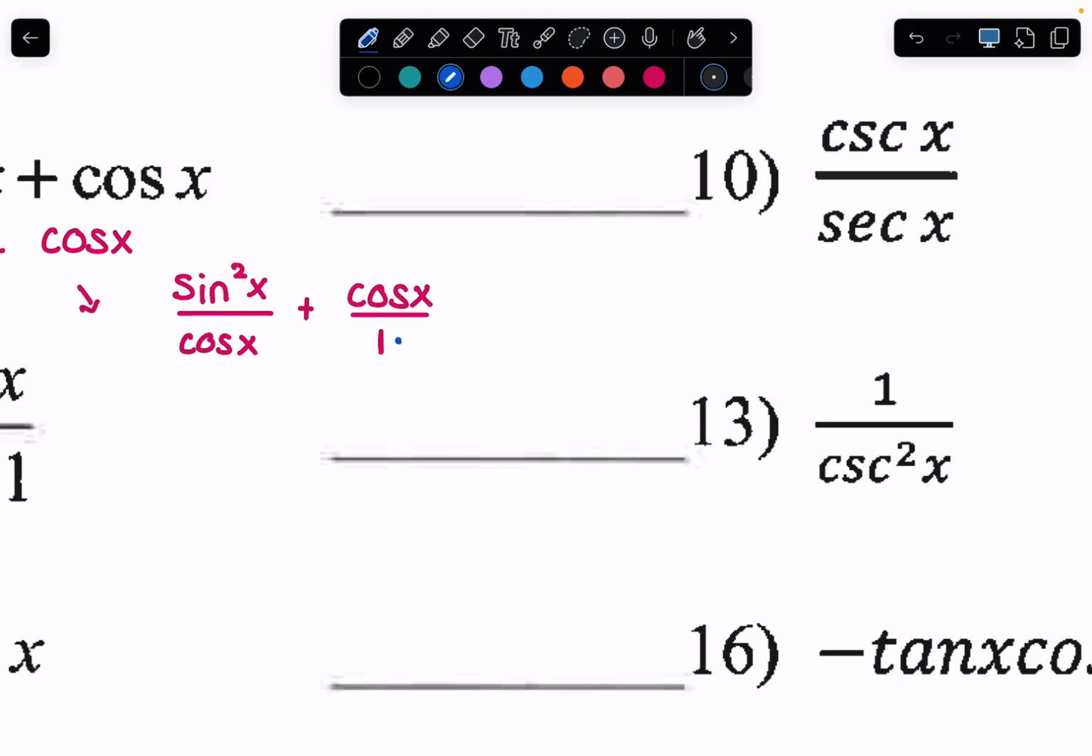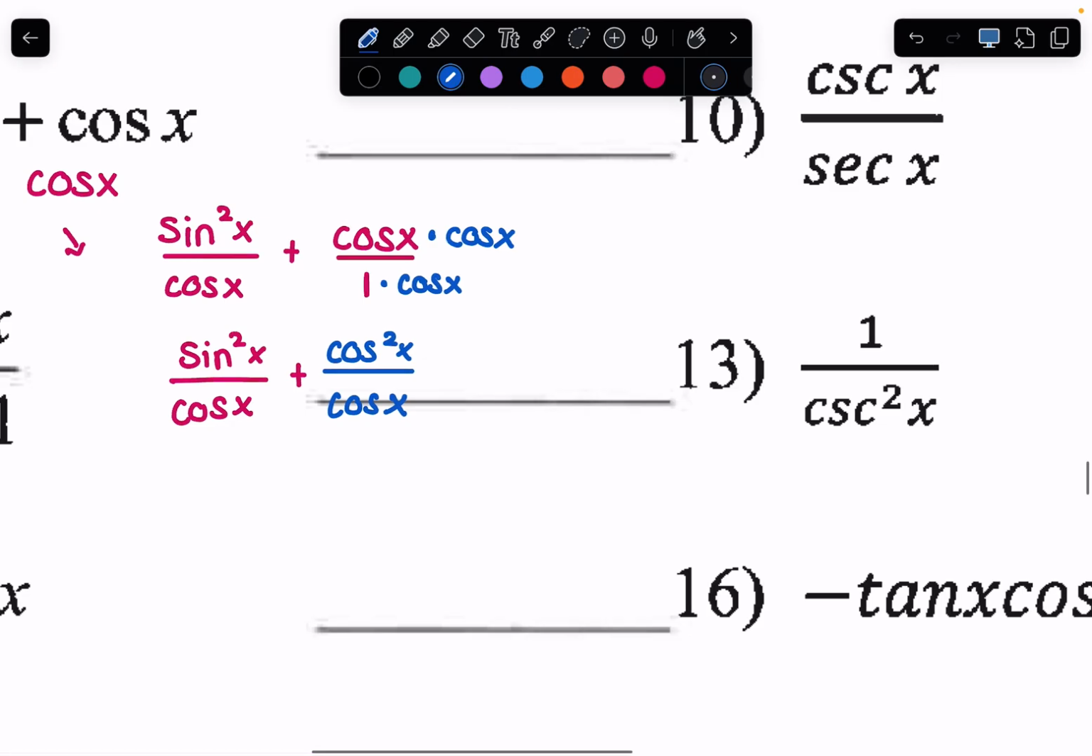Your common denominator, you need them both to say the same thing. The only way that's going to happen is if you turn them both into cosine. So I'm going to multiply the top and the bottom by cosine to make it legal. So I get sine squared over cosine plus cosine squared over cosine.